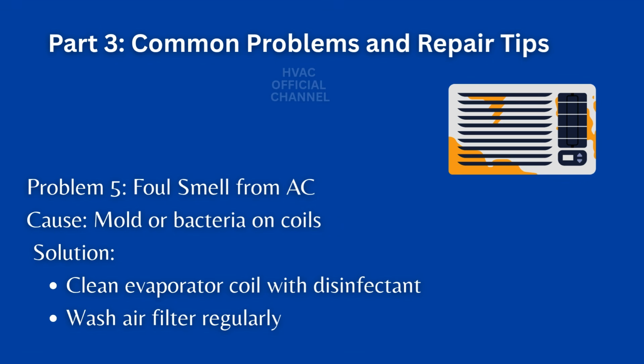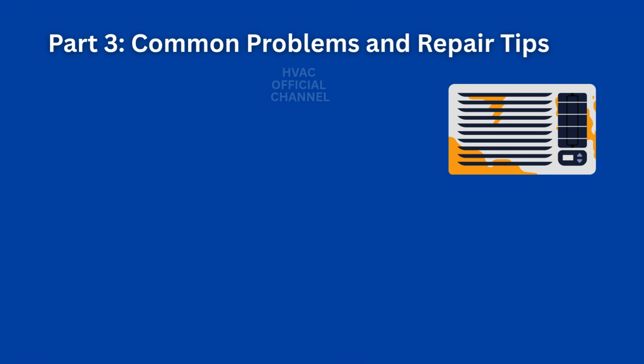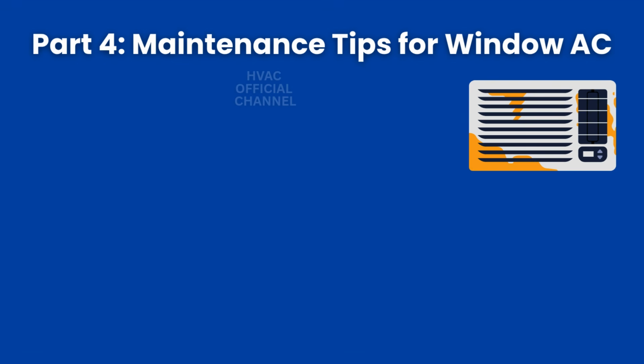Problem 5. Foul smell from AC. Cause: mold or bacteria on coils. Solution: clean evaporator coil with disinfectant. Wash air filter regularly. Part 4. Maintenance tips for window AC.